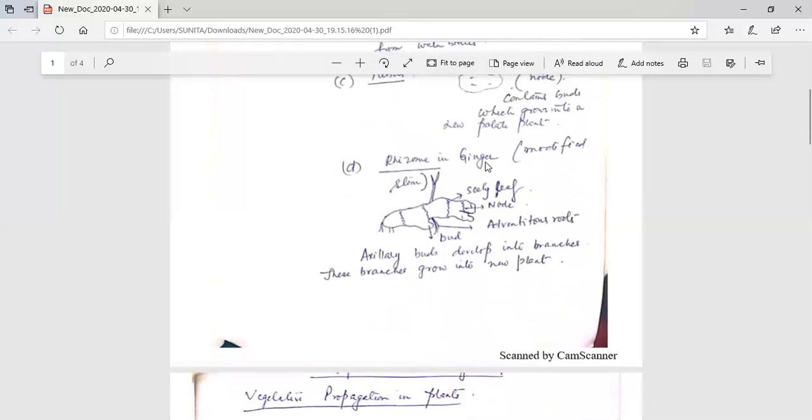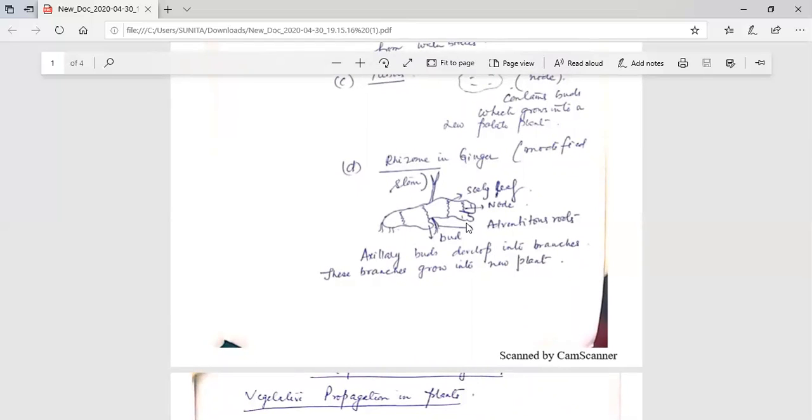In the case of rhizome, as in ginger, these are again bud structures which grow into a new plant. These are the scaly leaves which we need to remove. Nodes and internodes are all marked. So here is how rhizome helps in reproduction: the axillary buds grow into branches, and each branch grows into a new plant. So these are the modifications of stem which help in reproduction, and definitely it's vegetative reproduction.